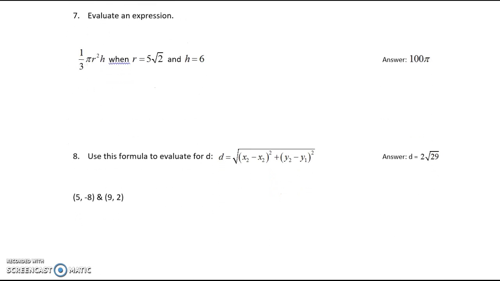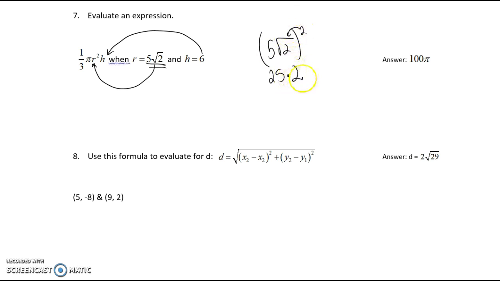Number 7, in evaluating this, we're going to plug in this 5 root 2 for the r, and we're going to plug 6 in for h. The difficult thing in this one is squaring 5 root 2, and you're squaring the entire number, the entire term. When you square the 5, that becomes 25, and when you square the square root of 2, it becomes 2, which means that 5 root 2 squared is equal to 50 for that part, and then evaluate the rest.